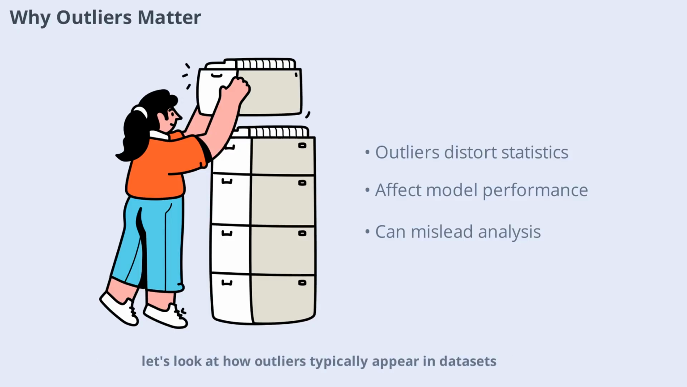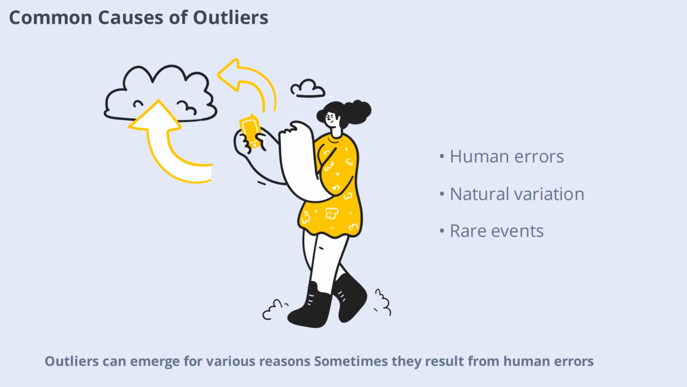Now, let's look at how outliers typically appear in datasets. Outliers can emerge for various reasons. Sometimes they result from human errors, such as incorrect data entry or faulty measurements. Other times they reflect natural variations in the data, like rare but valid events. It's important to distinguish between these causes because your approach to handling outliers may differ. For example, a typo in a dataset should be corrected or removed, while a rare but real observation might need to be retained. Next, let's explore how to detect these unusual data points.